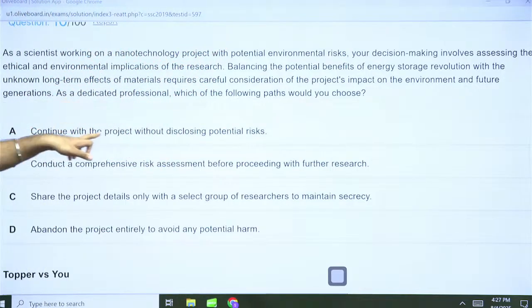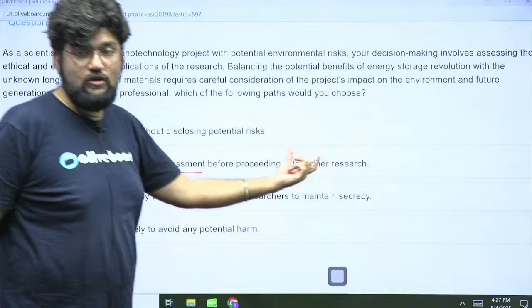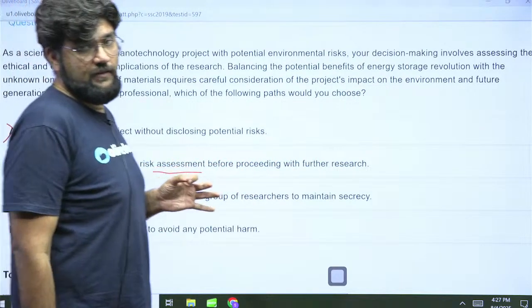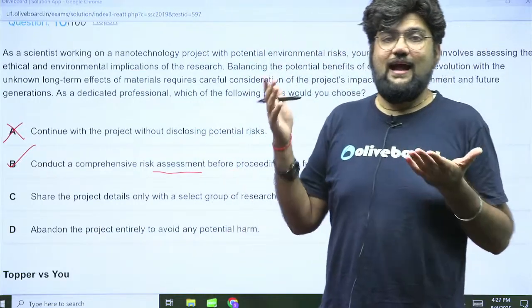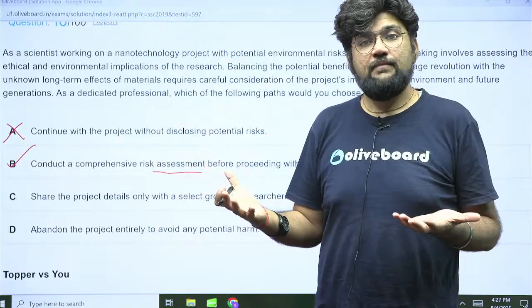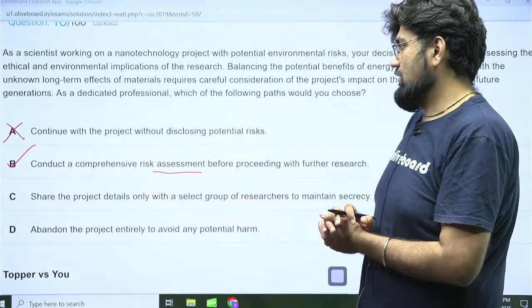See, option A: continue with the project without disclosing potential risk. Obviously not. Option B: conduct a comprehensive risk assessment before proceeding with further research. This is actually taught to a lot of research methodologists. Risk assessment is key. You need to analyze the risk, how much is the potential risk, and even in the long term, if I extrapolate the results and try to understand my benefits, will they outweigh the risks? That is how the best decision can be made.